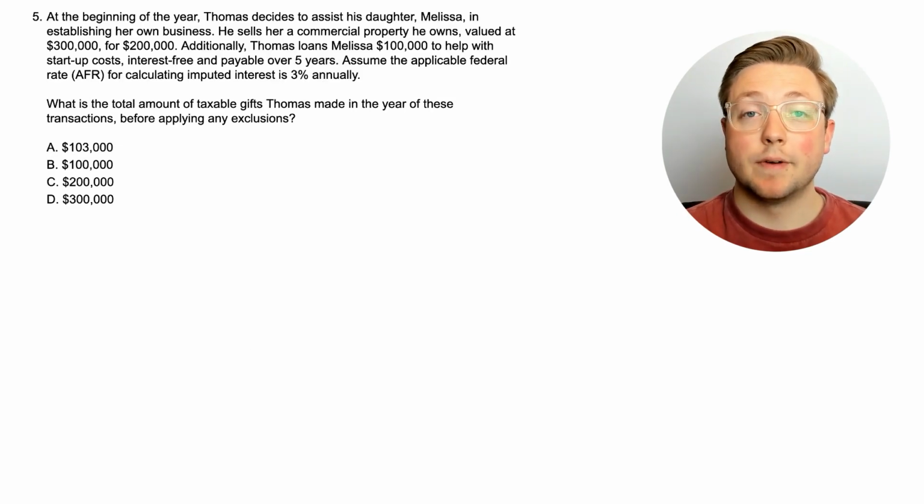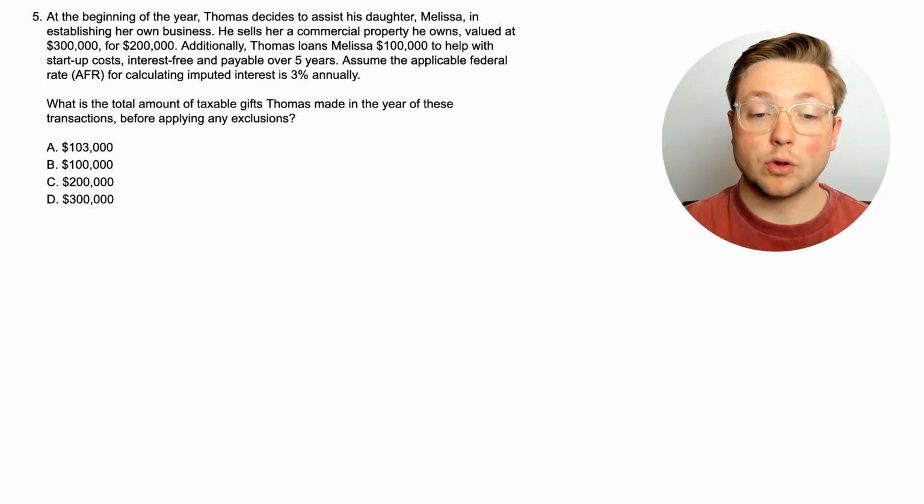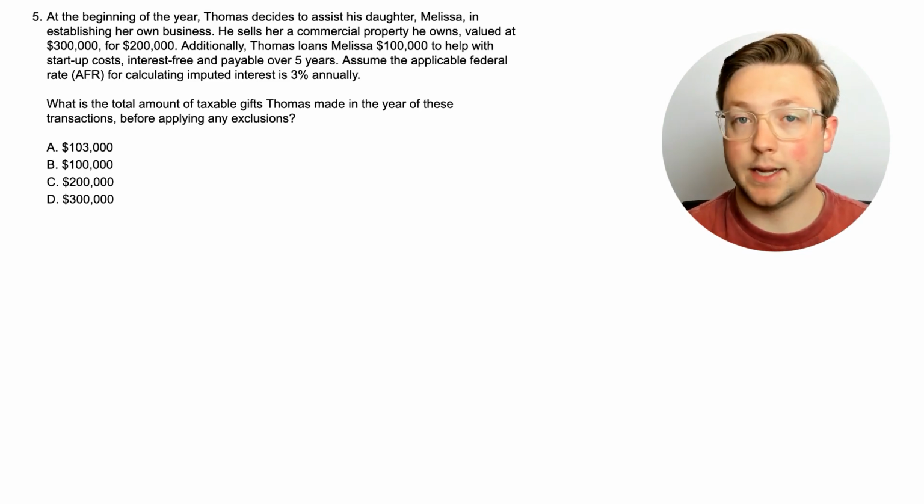Okay, here is question 5. At the beginning of the year, Thomas decides to assist his daughter Melissa in establishing her own business. He sells her a commercial property he owns valued at $300,000 for $200,000. Additionally, Thomas loans Melissa $100,000 to help with startup costs, interest-free and payable over 5 years. Assume the applicable federal rate, or AFR, for calculating imputed interest is 3% annually. What is the total amount of taxable gifts Thomas made in the year of these transactions before applying any exclusions?